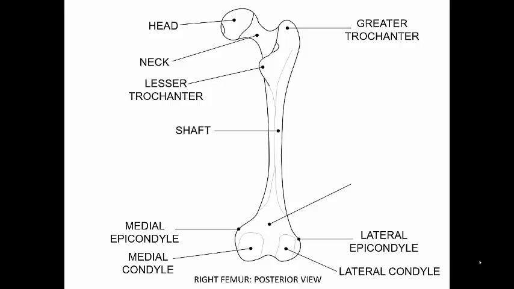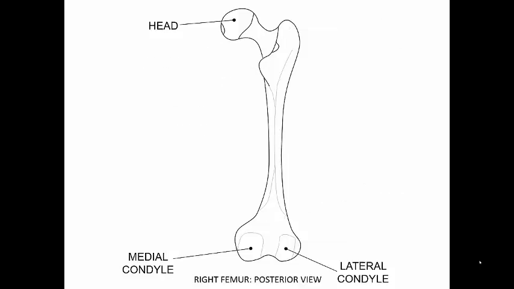The final structure that we can see on the posterior surface of the distal end is a slight depression known as the popliteal surface. This forms an area at the back of the knee where a number of important blood vessels and nerves pass from the thigh into the leg.